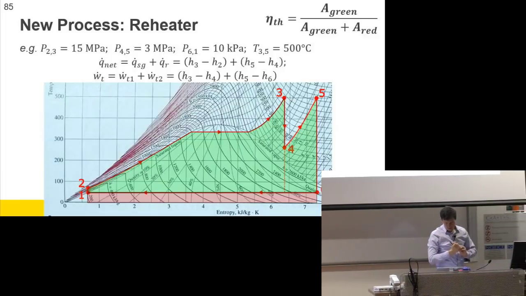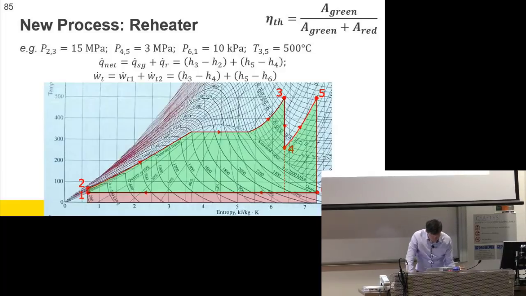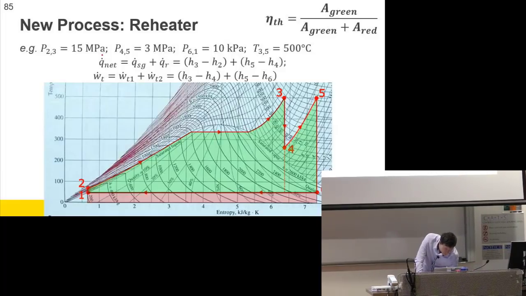So I've increased my initial pressure to 15 megapascals, which would give me a quality of, it looks like, 77%, which would be unacceptable for a real turbine. But by coming to a medium pressure of 3 megapascals, I can come down to a condenser pressure of 10 kilopascals, so quite low, and still get above 90% as my turbine quality at the end.